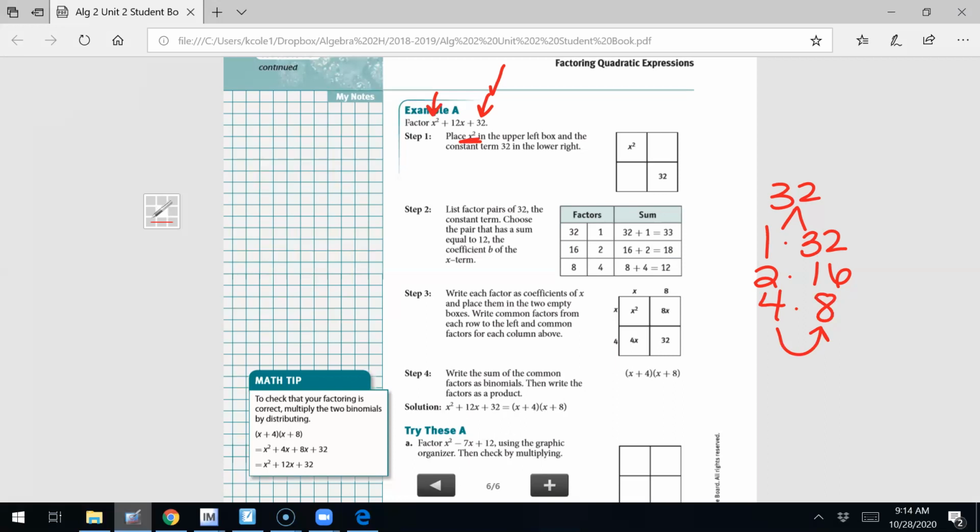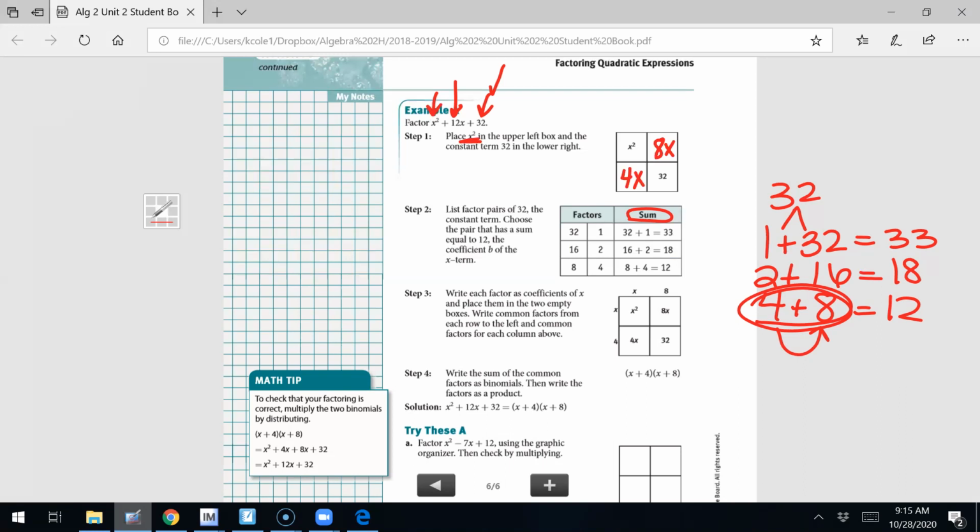Okay, now we need the sum of those factors. So we're going to have to add them up. We want them to equal B. So in this case, B is 12. So if I add these up, 1 plus 32 is 33. So that's not it. 2 plus 16 is 18. That's not it. 4 plus 8 is 12. I want these two. So you take the factors of the last term, C. List down your factors. Then you find the two that give you the sum of the middle term, B. That's who you put in the box. So you put an 8x and a 4x. And it doesn't matter. Like if you put 4x up top and 8x, that's okay.